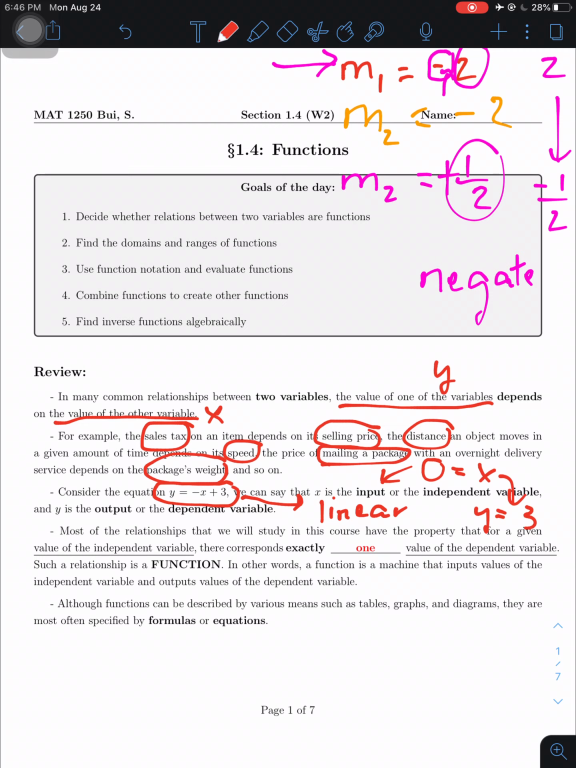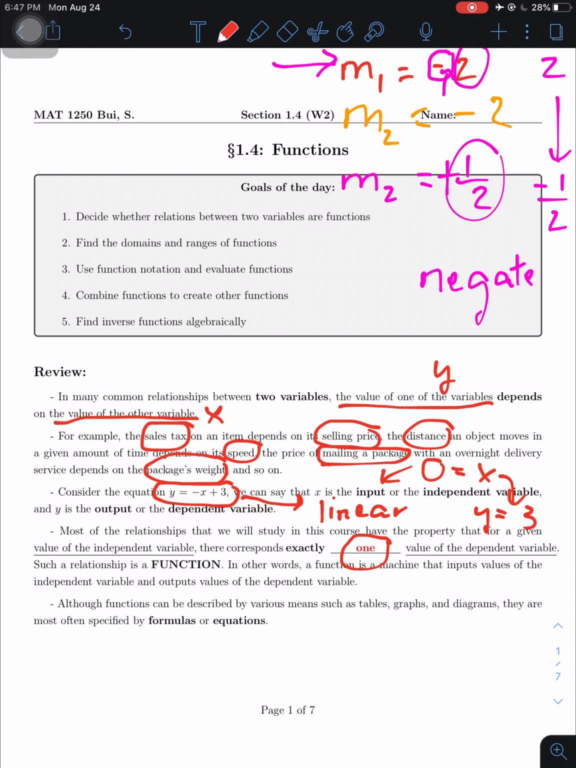All right, next concept. Most of the relationships that we will study in this course have the property that for a given value of the independent variable, there corresponds exactly one value of the dependent variable. Such a relationship is a function. In other words, a function is a machine that inputs values of the independent variable and outputs values of the dependent variable.